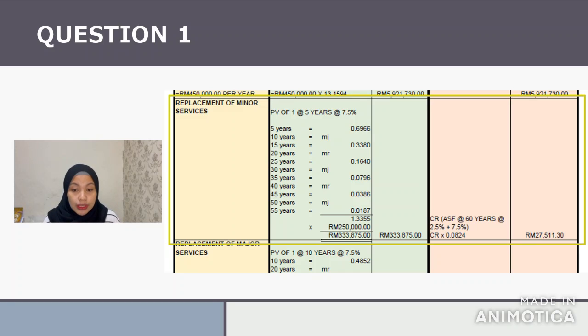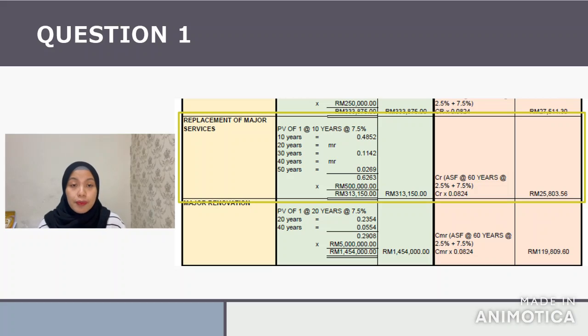The total value of all the included years is 1.3355, equivalent to 333,875 ringgit, the new total cost. In the annual equivalent method, the minor services is times by ASF plus I, which is 0.0824, with a new total cost of 27,511 ringgit and 30 cents.